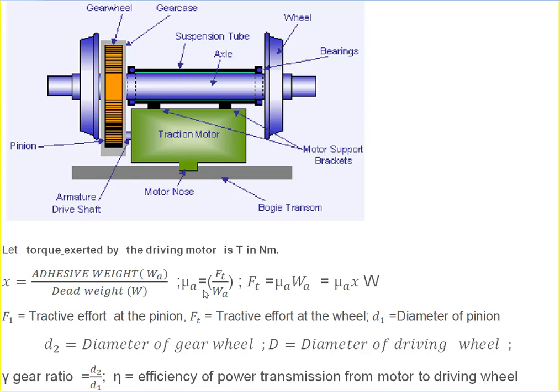Similarly, we have the coefficient of adhesion, which is represented by mu A, and this mu A is defined as the total tractive effort received by the road wheel to the adhesive weight, that is WA. And from this we can say the tractive effort received by the outer wheel or driving wheel is nothing but the coefficient of adhesion mu A into WA.